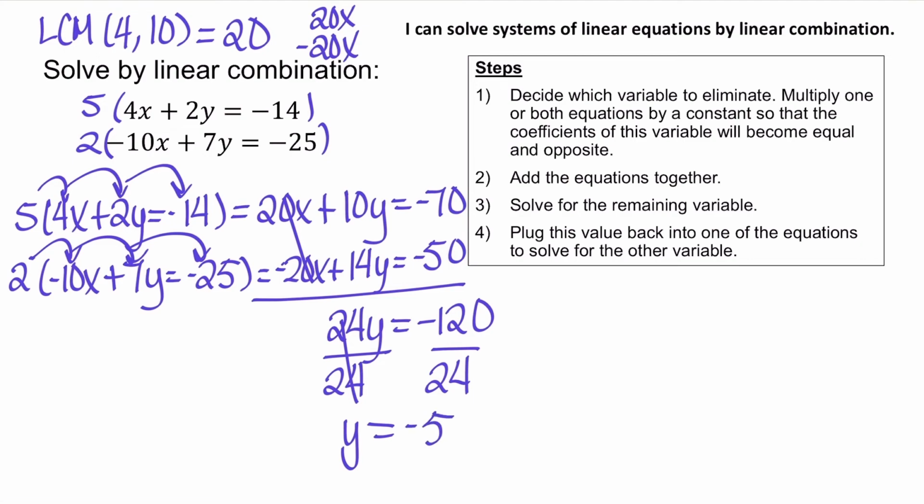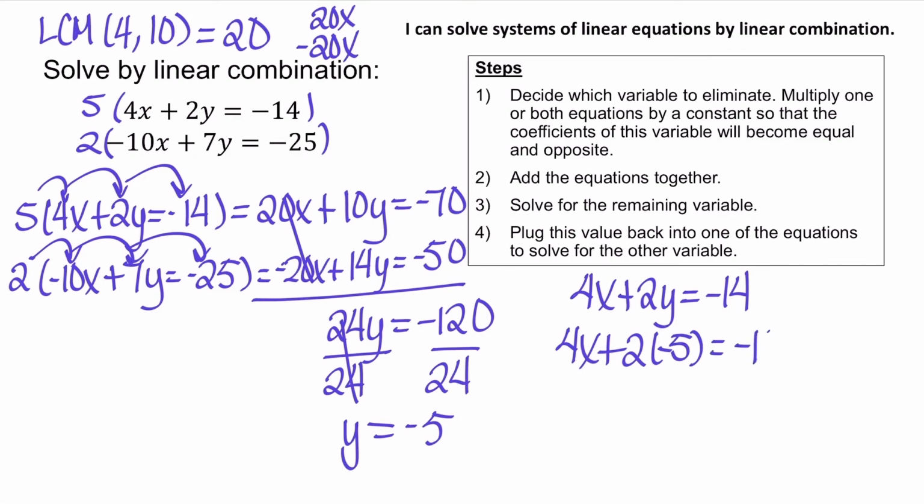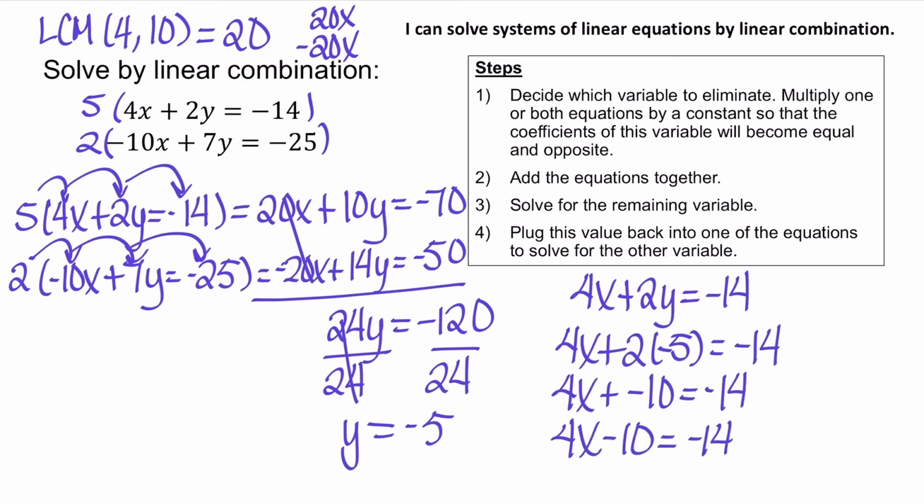So now I'm going to pick one of my equations and solve for x. So we have 4x plus 2y equals negative 14. I just picked the top equation. So I have 4x plus 2 times negative 5 equals negative 14. So I have 4x plus 2 times negative 5 is negative 10. That equals negative 14. So that gives me 4x minus 10 equals negative 14.